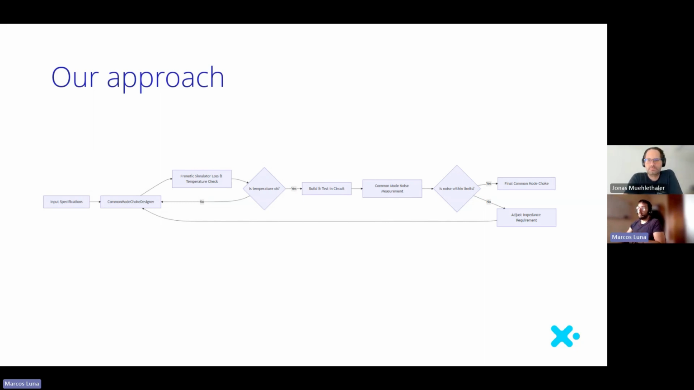After the design of the common mode choke, you need to check the loss and the temperature in Frenetic Simulator to see that everything is fine. If the temperature is okay, the next step is to build the prototype and test it in the circuit. Then when you measure the common mode noise, you can see where you are. If the noise is within the limits, it's good, you have your final common mode choke. But if it's not within the limit, you need to adjust the impedance requirement. This is the second way of designing with the Common Mode Choke Designer, which is selecting the impedance that you want at a certain frequency.